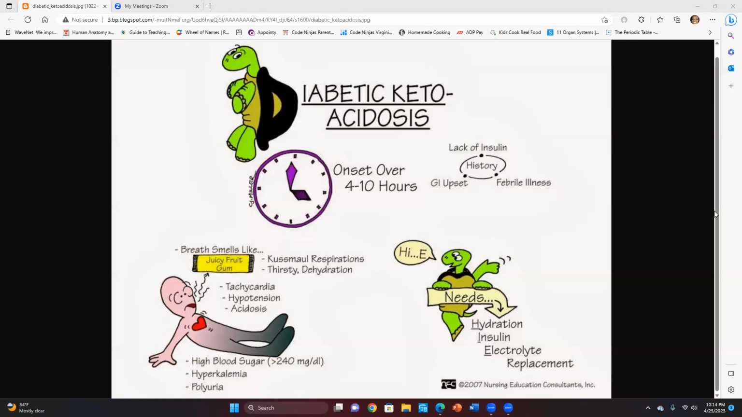Okay, so again, this pictorial shows you some things to consider, but hydration is going to be key. IV insulin will be key. Potassium replacement is going to be key. Hourly glucose checks, also making sure we're checking potassium levels, and we will give a dextrose solution to avoid hypoglycemia.